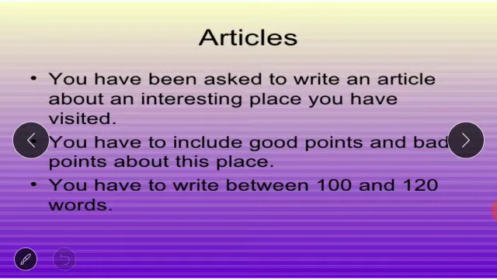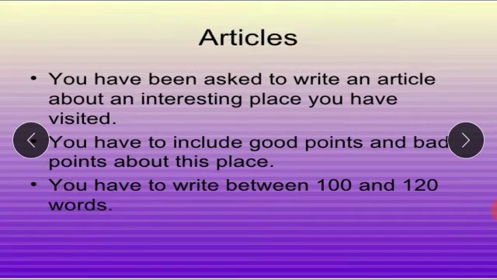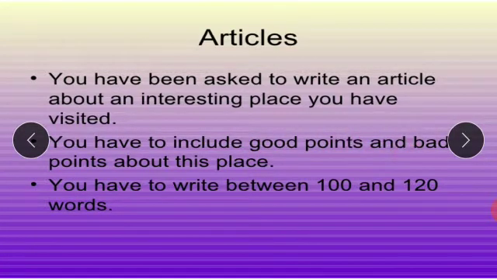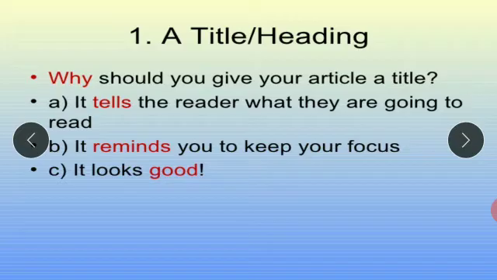Now, if you are asked to write an article about an interesting place, what are you going to include? You are going to include good points, then some bad points about this place. Like if you go to some place, you might have loved something there and you would think that okay, this could have been better. Those things also need to be included. Next, it should be written in 100 to 120 words. Next, we are going to come to the format in detail.